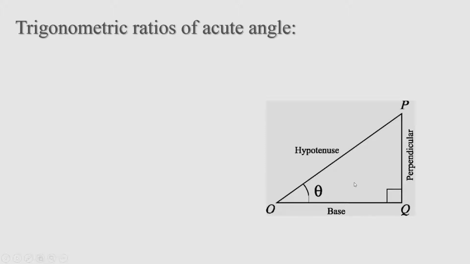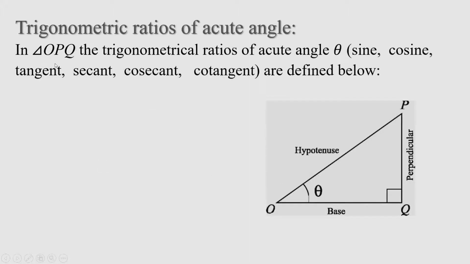In the right angle triangle, the side opposite to the angle is the perpendicular and the side adjacent to the angle is called the base. So here OQ is base and PQ is perpendicular. Now in triangle OPQ, the trigonometrical ratios of acute angle theta, sine, cosine, tangent, secant, cosecant, cotangent are defined below.